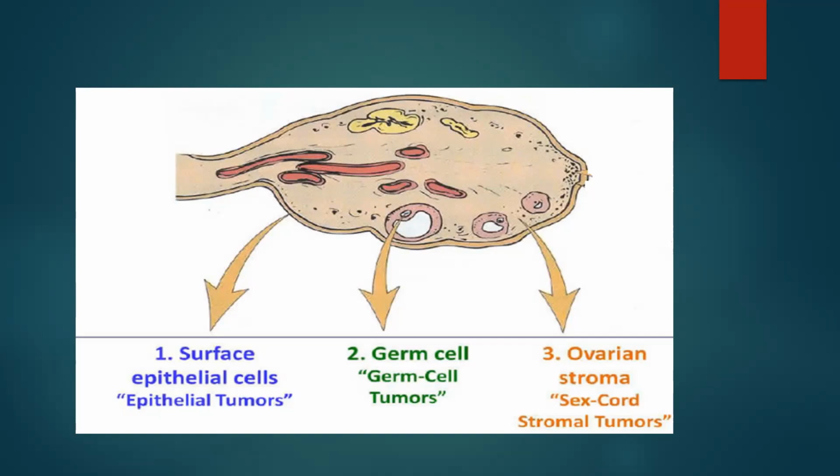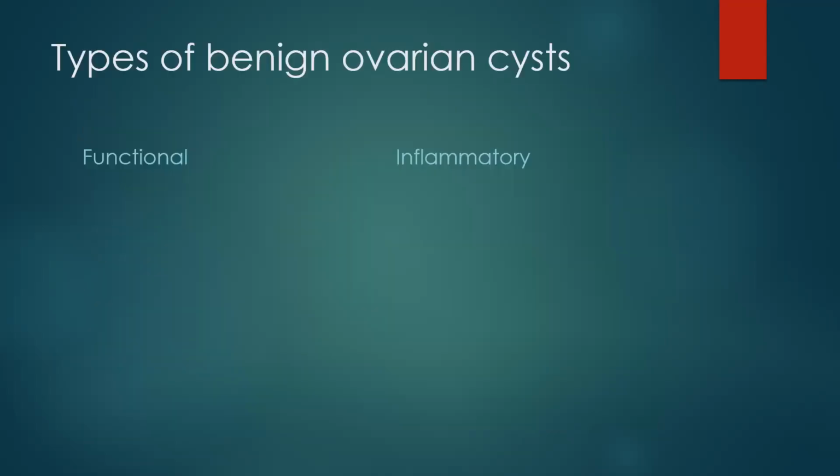And then comes the surface epithelium. Surface epithelium does not have any specific role in the functioning of the ovaries, just the covering of the ovary. But it's very important because the majority of ovarian tumors are epithelial, and they arise from this surface epithelium. I try to make it as easy as we can.